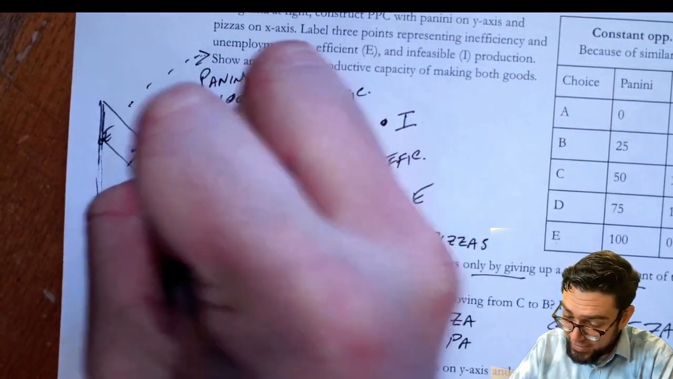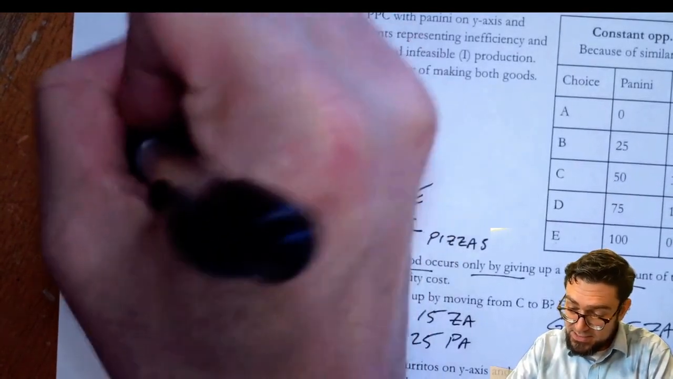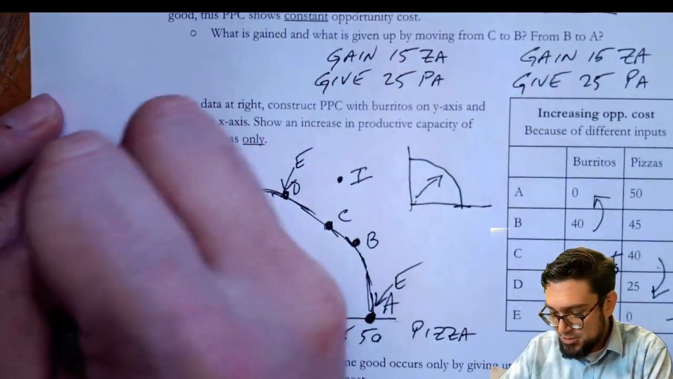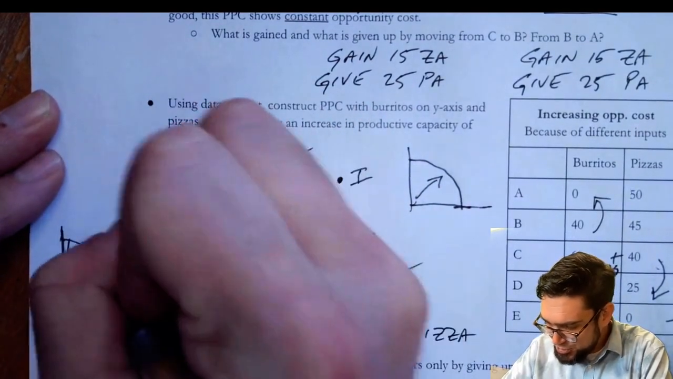So we would say maybe that's the old point E and that's the old point A. And now the new point A and the new, right, everything gets shifted out. And so we can produce more of both. Now down here, that's going to look really similar. It's going to be an outward shift like that.